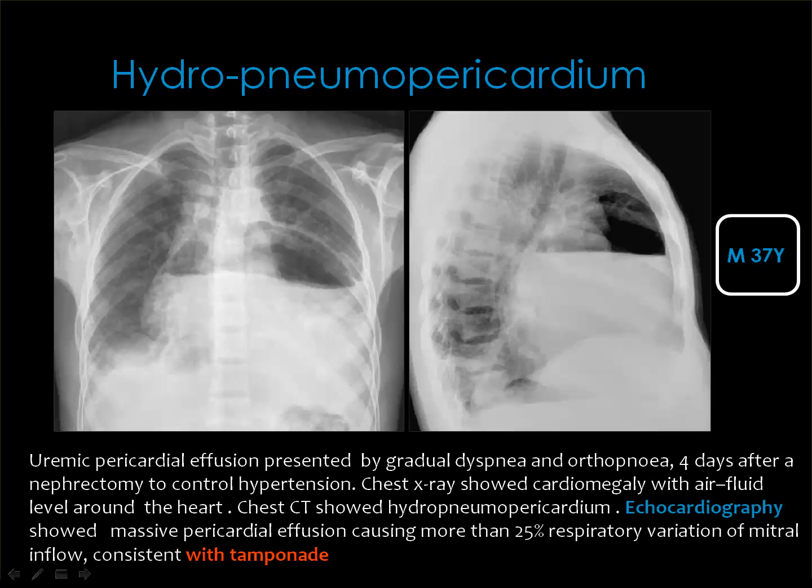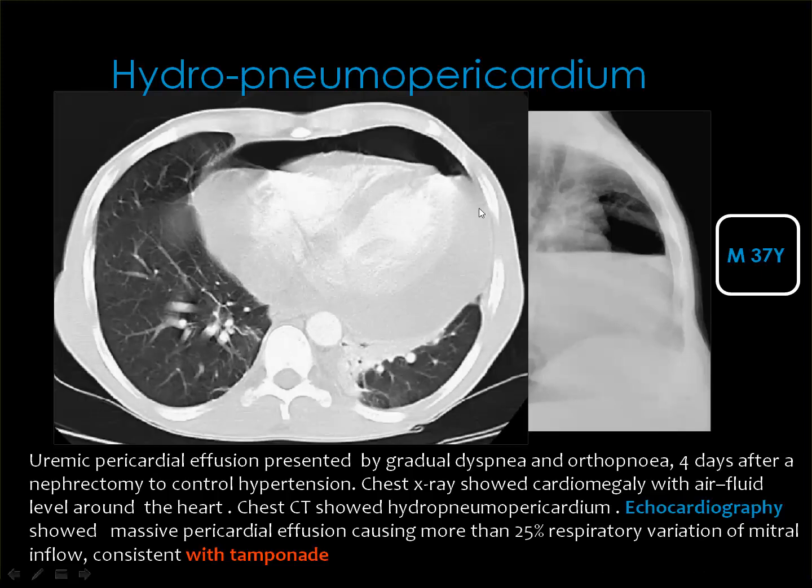And this is what we call hydropneumopericardium. You got fluid as well as an air fluid level within the pericardium, and the CT scan showed the presence of fluid and air within the pericardium. But in echocardiography, there was a massive pericardial effusion causing more than 25% respiratory variation of the mitral inflow, which is diagnostic of cardiac tamponade. That's to say, for easy and rapid diagnosis of cardiac tamponade, it is echocardiography which will be of help.